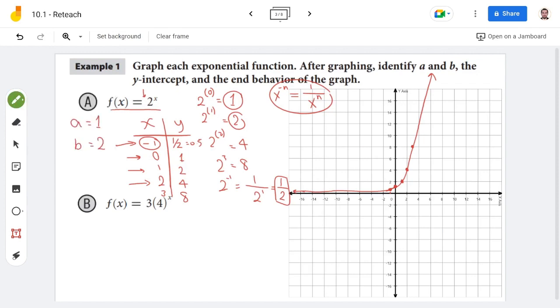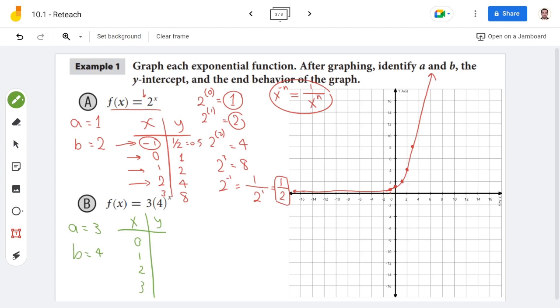Now, let's take this example here. First, let's identify a and b. So a is equal to 3, b is equal to 4. Now make your table of x and y. Pick numbers. You pick 0, 1, 2. You don't have to pick negative. 0, 1, 2, 3, it's up to you. You can pick 2 or 3 points maximum. You don't have to pick 4 points, because if you know 3 points, you will know where your graph is going.